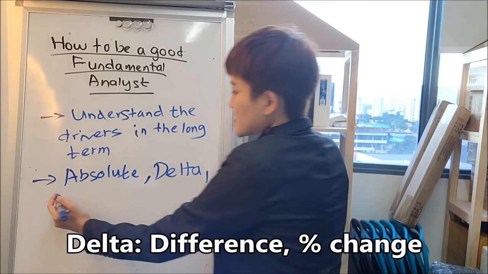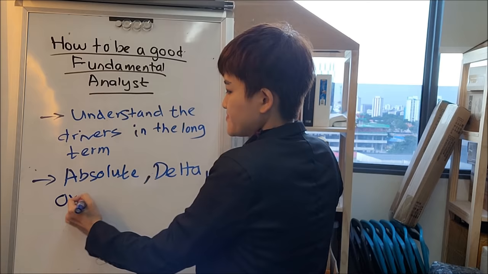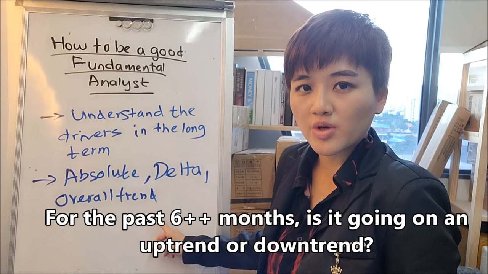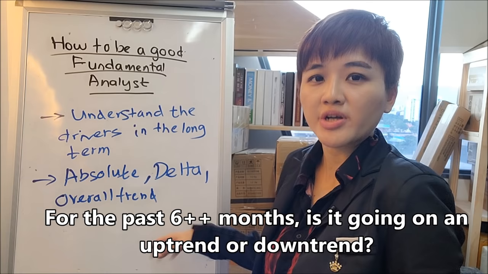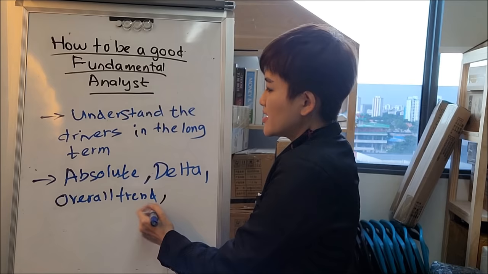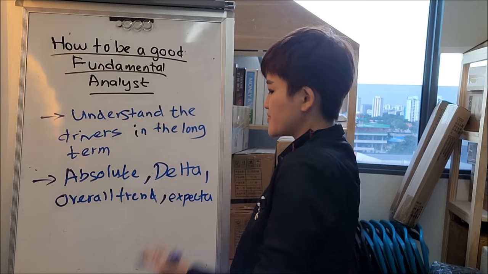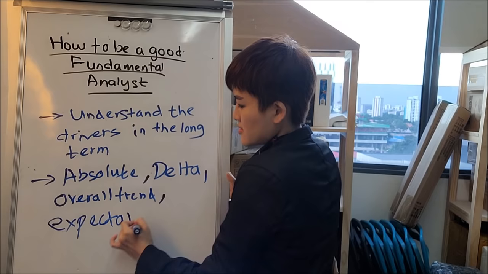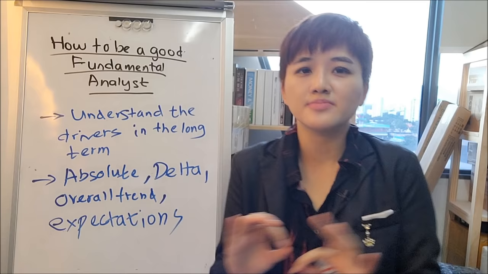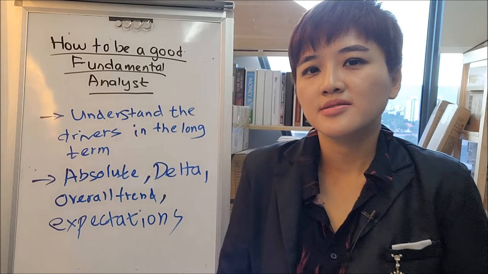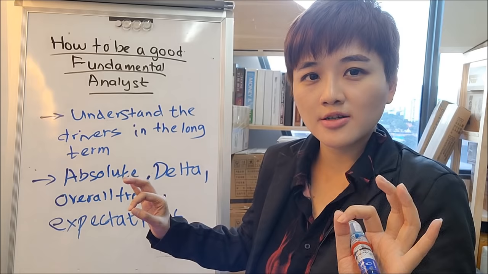Then the next thing you're going to look at is the overall trend of this economic data, okay? For the past 6 to 12 months, is this economic data going on an uptrend or downtrend, or is it going sideways? And then also look at the number compared with expectations, okay? Now some people will say those analysts don't know what they're talking about. It doesn't matter, because this is what markets react to. Doesn't matter if the data is correct or wrong, the market only reacts to what it sees.